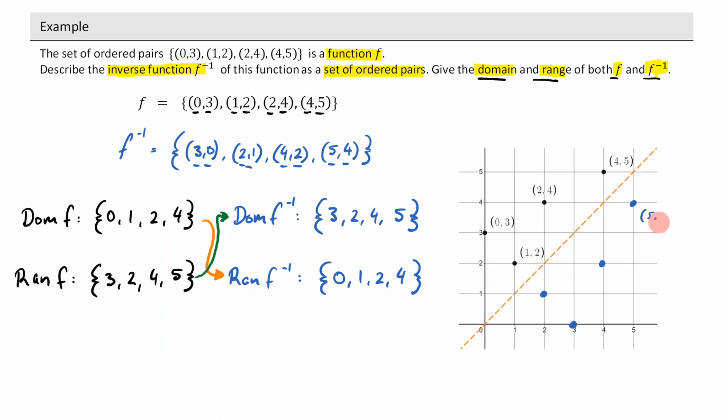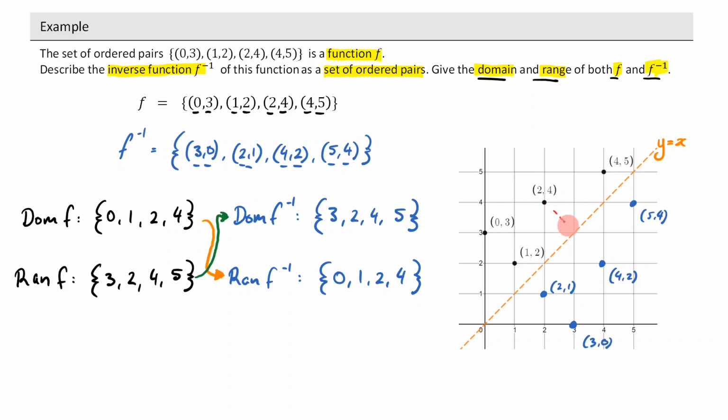So I've got 5, 4. I've got 4, 2. I've got 2, 1, and I've got 3, 0. Okay, now I again want you to look at this and see if you can identify anything interesting that has happened. Hopefully you can see something very interesting, and that is all my inverse points have simply been reflected across the line y is equal to x. So this dotted line here is y is equal to x.